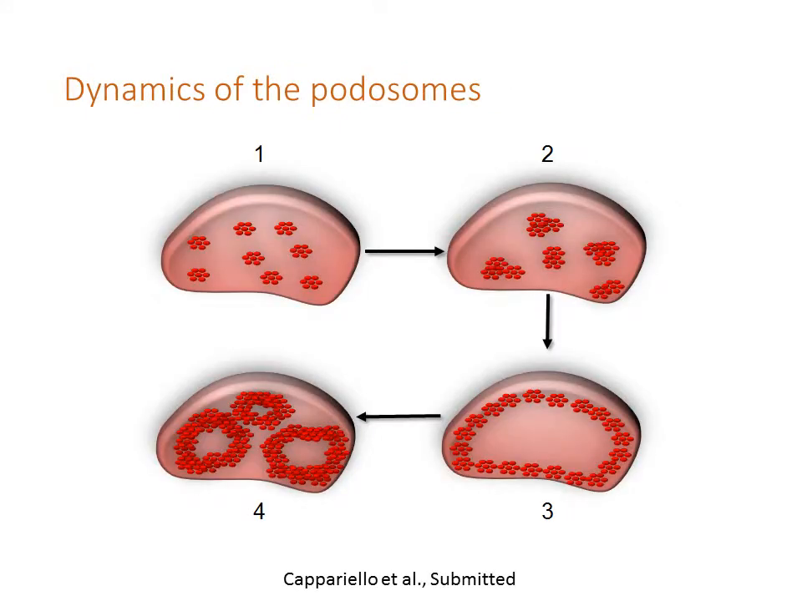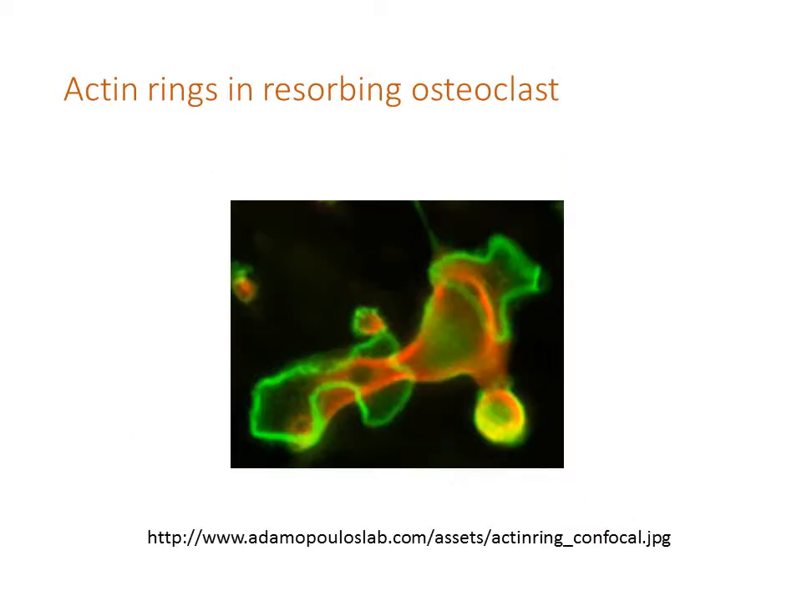Podosomes are very dynamic adhesion structures that assemble and disassemble in minutes. They start forming as soon as the osteoclast attaches to the substrate, increase in number and cluster throughout the cell, then they concentrate at the cell periphery, and during bone resorption increase in number and form continuous rings that we call actin rings, and that can be multiple during bone resorption. And indeed here you see multiple actin rings stained in green in a single osteoclast.